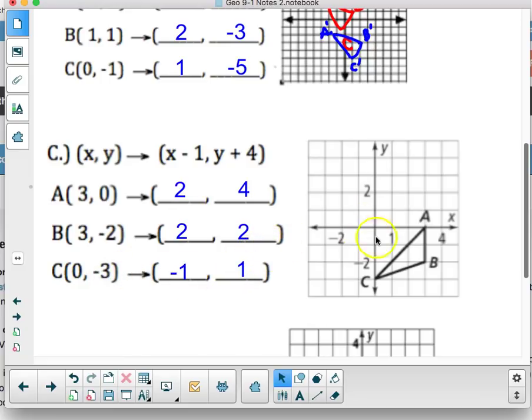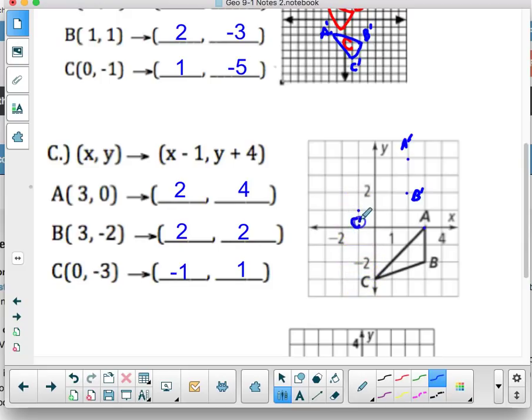Let's see what happened to my graph. Now we're going to take point A. We're going to go back 1, up 4. 1, 2, 3, 4. So this is our A prime. And now we're going to take point B. Back 1, up 4. 1, 2, 3, 4. And that is our B prime. And we're going to take C back 1, up 4. 1, 2, 3, 4. And that is our C prime.